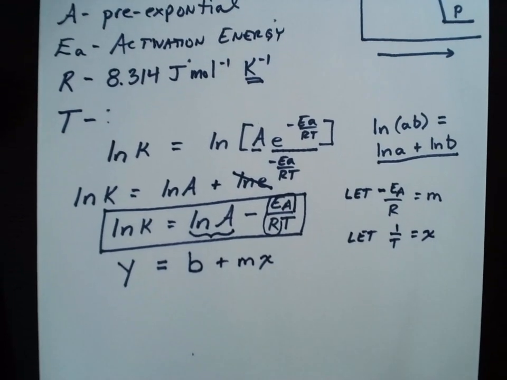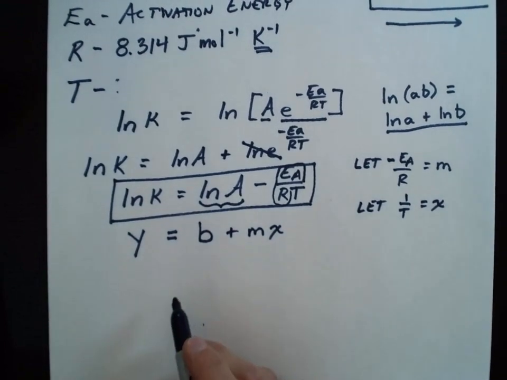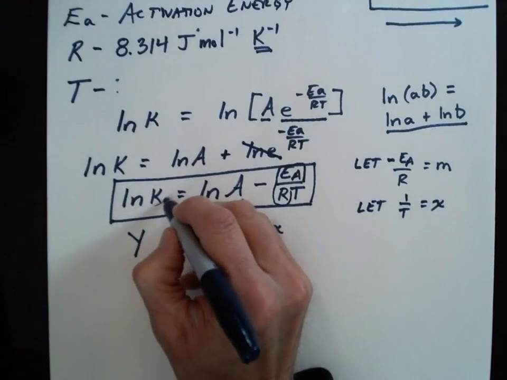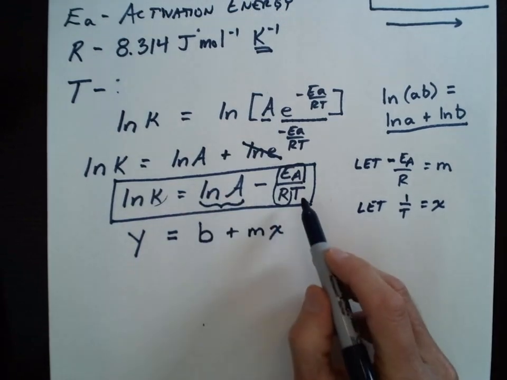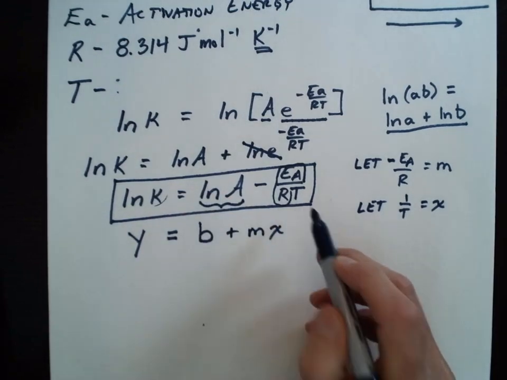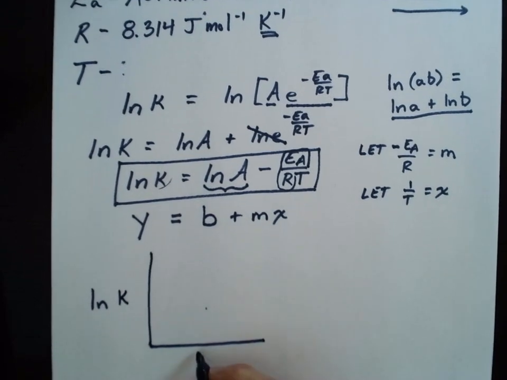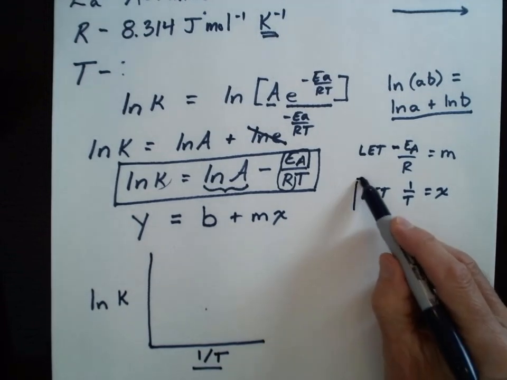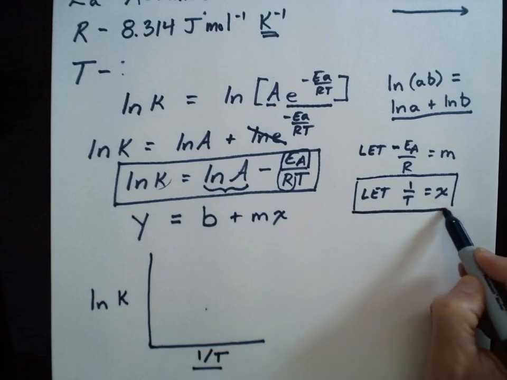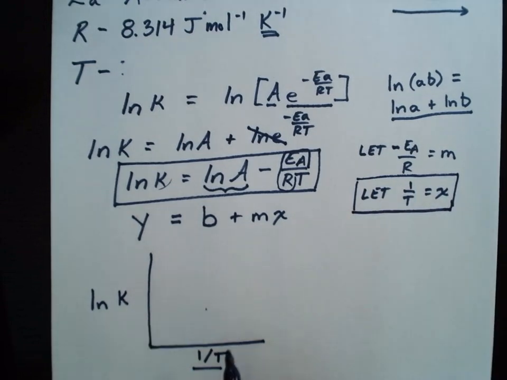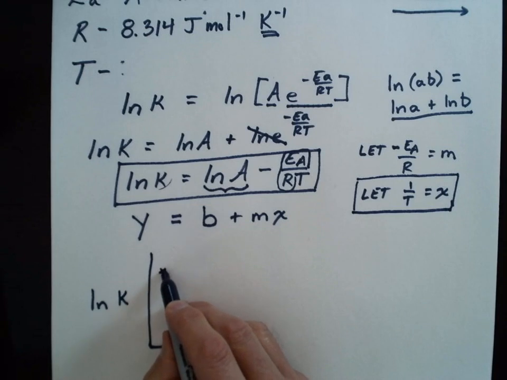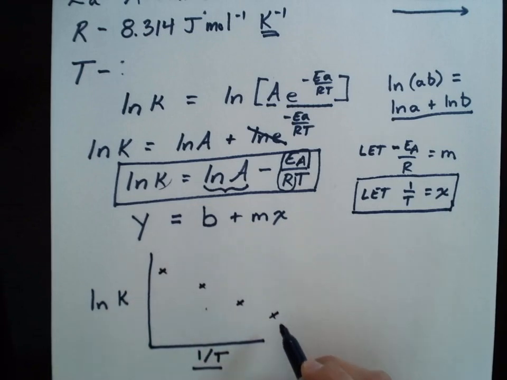And what this allows us to do is measure the rate constant k for a reaction at a variety of temperatures. If we do that, we can then plot the natural log of all those rate constants versus 1 divided by the temperature. Now, that may look a little funny, but we have to remember that that is what our x is defined as. And if we plot points for this, we're going to see a straight line of points if the Arrhenius law is followed.